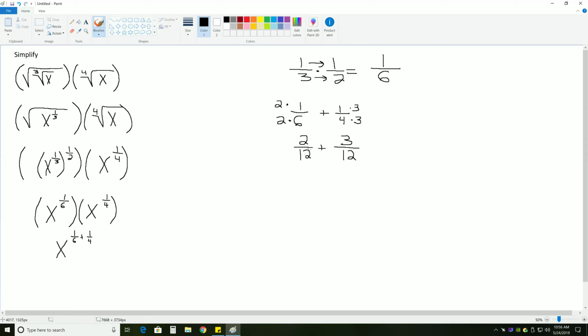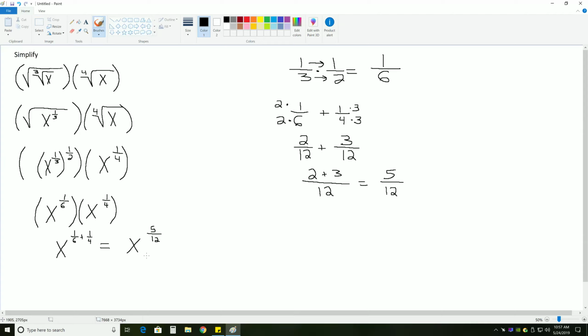And now we have a least common denominator, so we can add these fractions together. We're going to add the top two numbers, 2 plus 3, and put that all over one of the denominators, which is 12. It doesn't matter which one you pick since they're both the same number, which gives us 5/12. So this is the same thing as x to the 5/12.